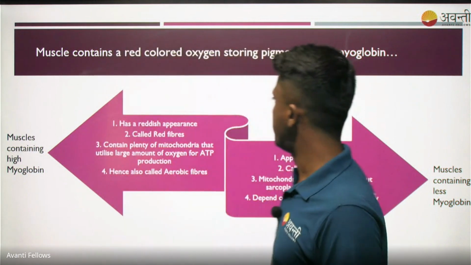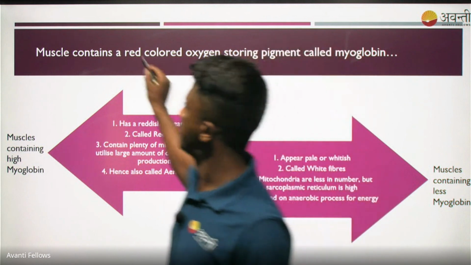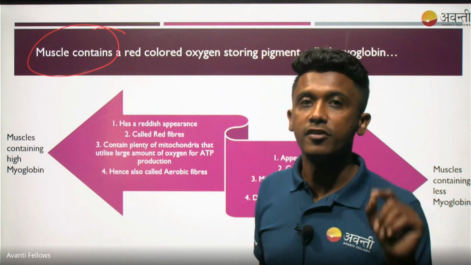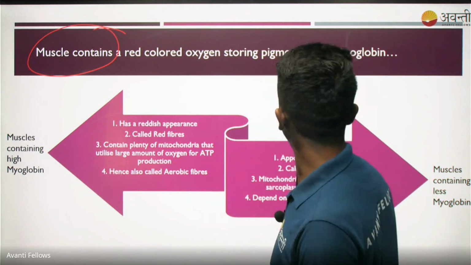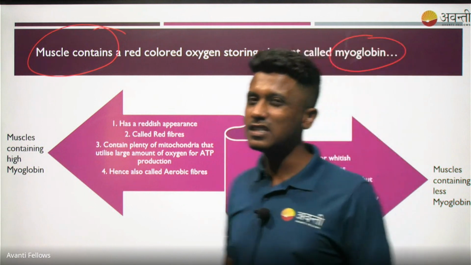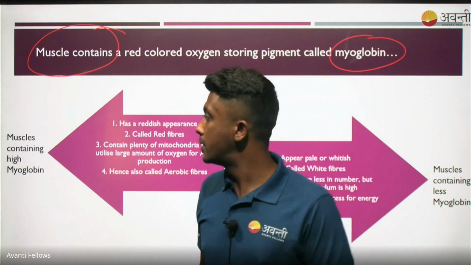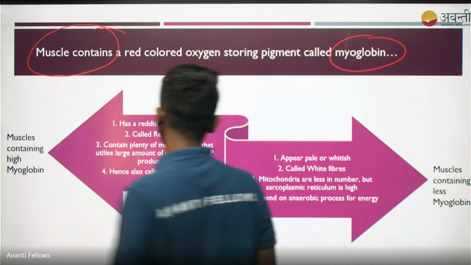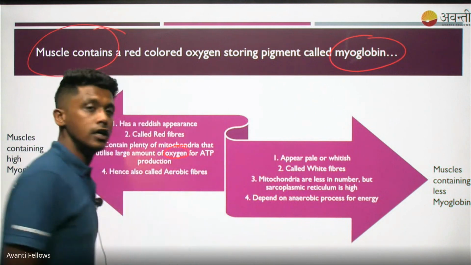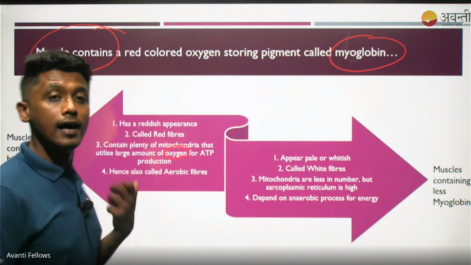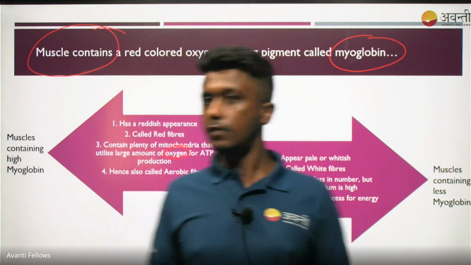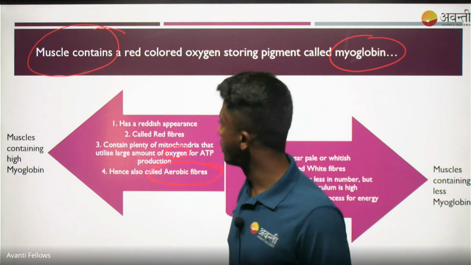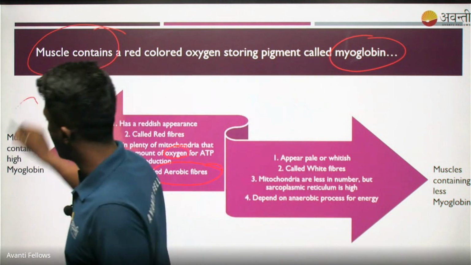Okay, so next, we can divide muscle tissues into two important categories based on the presence of a specific pigment. I'm not talking about hemoglobin, but myoglobin. If there is myoglobin, your muscles will appear pink or reddish. This myoglobin is a specialized pigment that carries oxygen to your tissues, so they highly depend on the presence of oxygen. That is why they are also called aerobic fibers. Which ones? Muscles that are high in myoglobin.